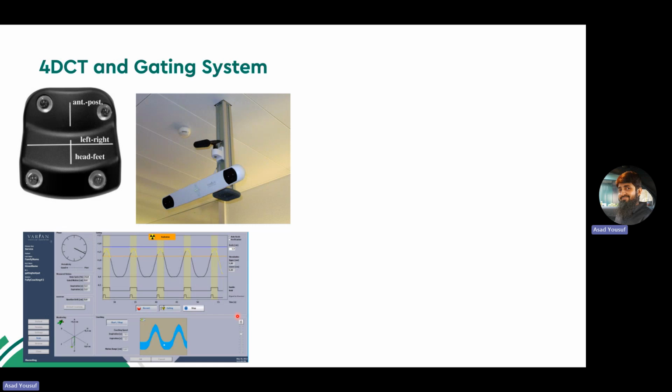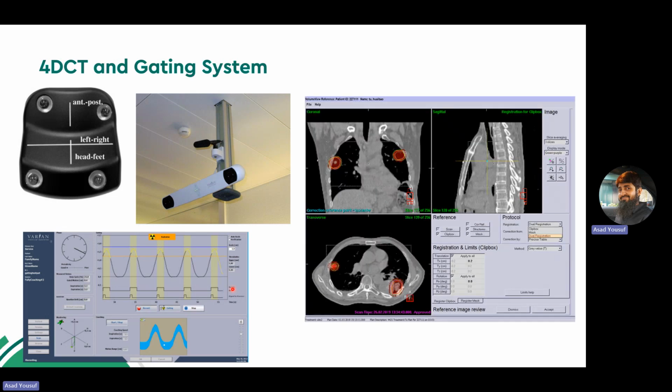4D CT and gating system. Varian uses the RGSC system for active gating, also for the CBCT. They have to place a block which has a reflector detected by the camera, and you can see the breathing pattern outside on the console. Whereas for 4D CT, Elekta doesn't use any block or camera. It automatically detects via the XVI system, and it gives the parameters which we can use for the contouring or for ITV.